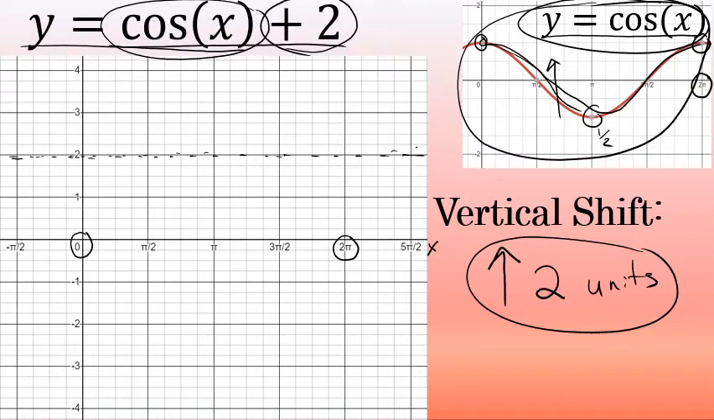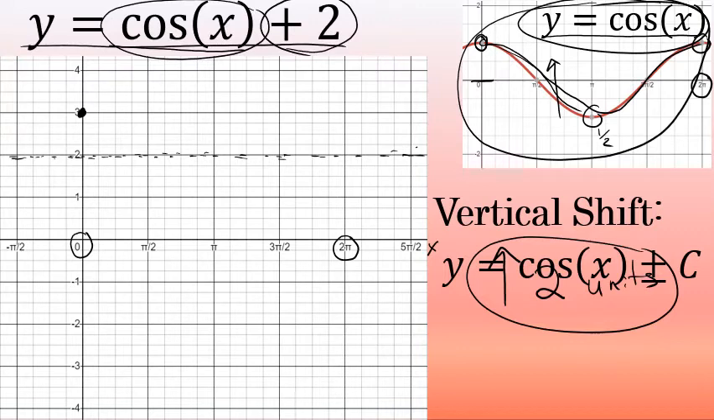In the graph of y equals the cosine of x, it starts 1 unit above the x-axis, but because this is shifted 2 units up, it's going to start 1 unit above this dotted line that I've drawn, 2 units above the x-axis. One cycle of the graph will start at the point (0, 3).